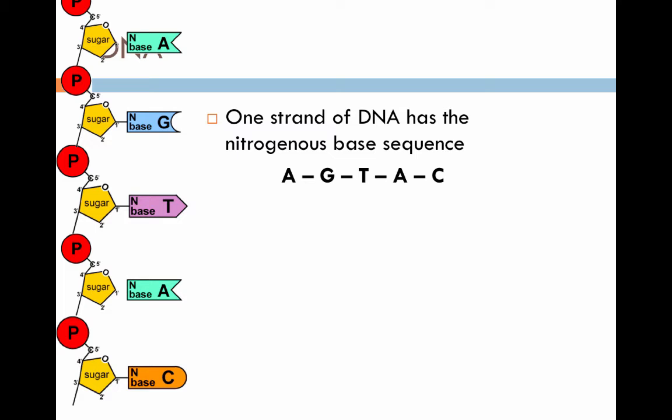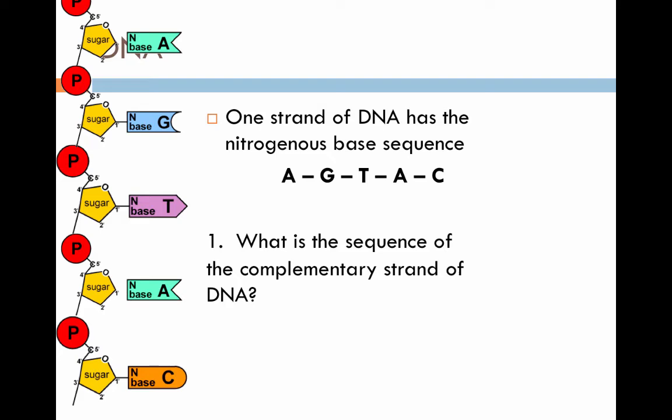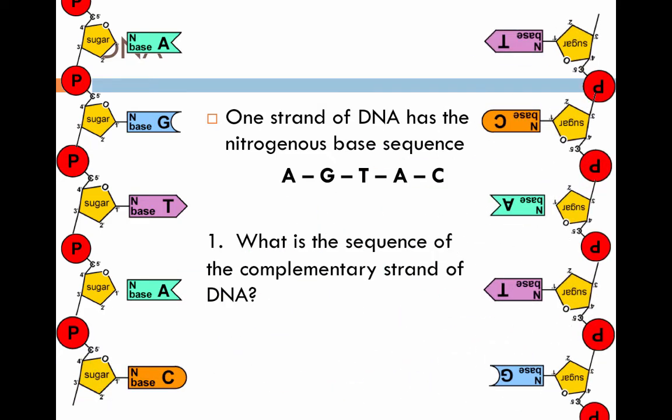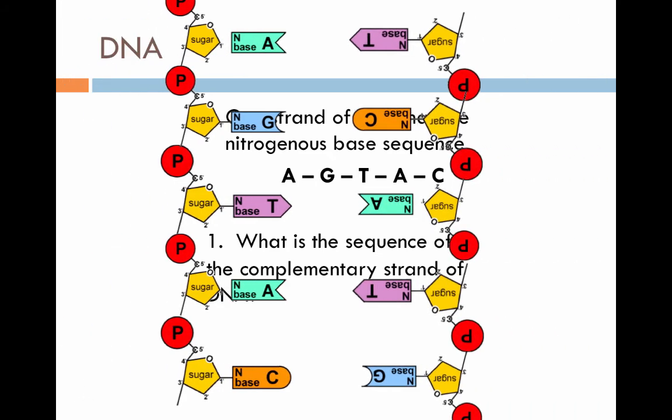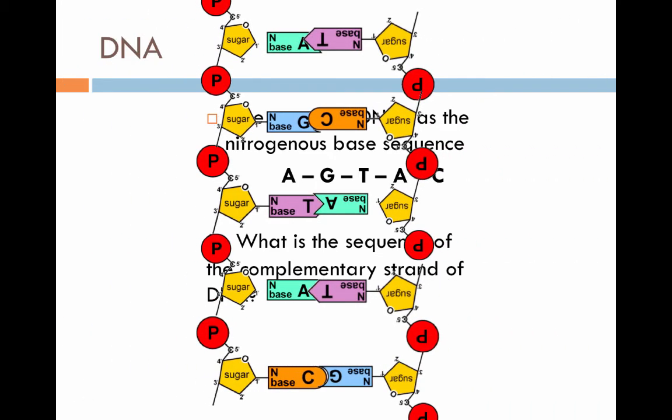So the sequence of the complementary strand on the other strand of the DNA must be TCATG. Look at it, they match up perfectly. A with T, G with C, and vice versa.